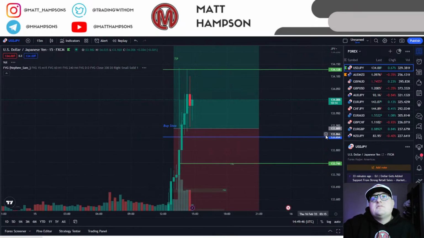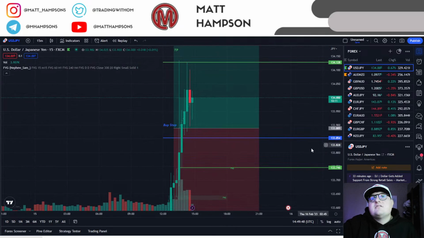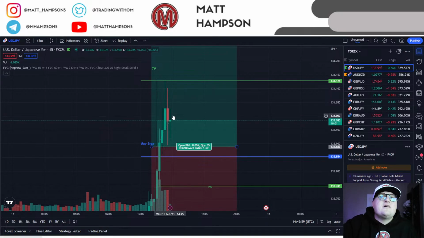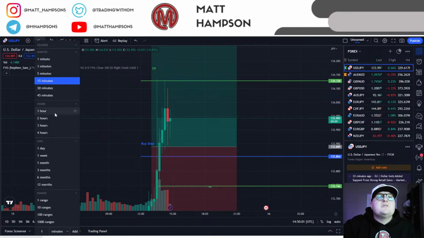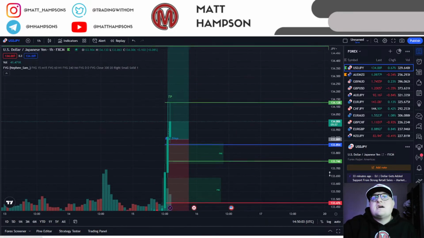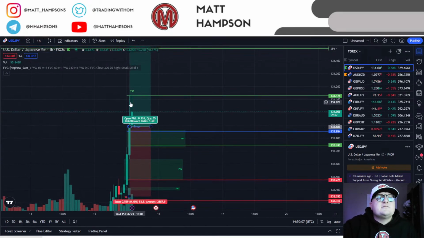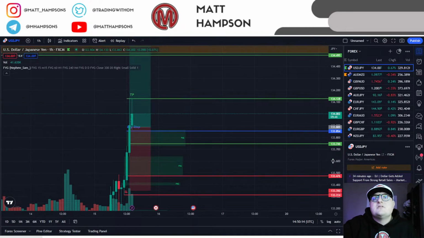Let's see what that 15 minutes doing. Yeah, the 15 minute had a long wick. So we just had a little bit of consolidation here, little consolidation in the past 45 minutes. But if we hop to the hour here, this hour is still bullish. Didn't quite break the past wick, but we could fill it on the next hour.